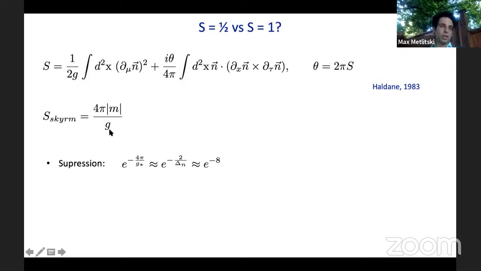Now, if G flows to 0 in the extraordinary phase, these Skyrmions presumably are suppressed there. What about at the special transition? At the special transition, the fixed point coupling G is finite. But if it's small, perhaps the Skyrmions are again suppressed, and in fact, one can estimate the suppression factor, and it looks large. So maybe that's what's going on.